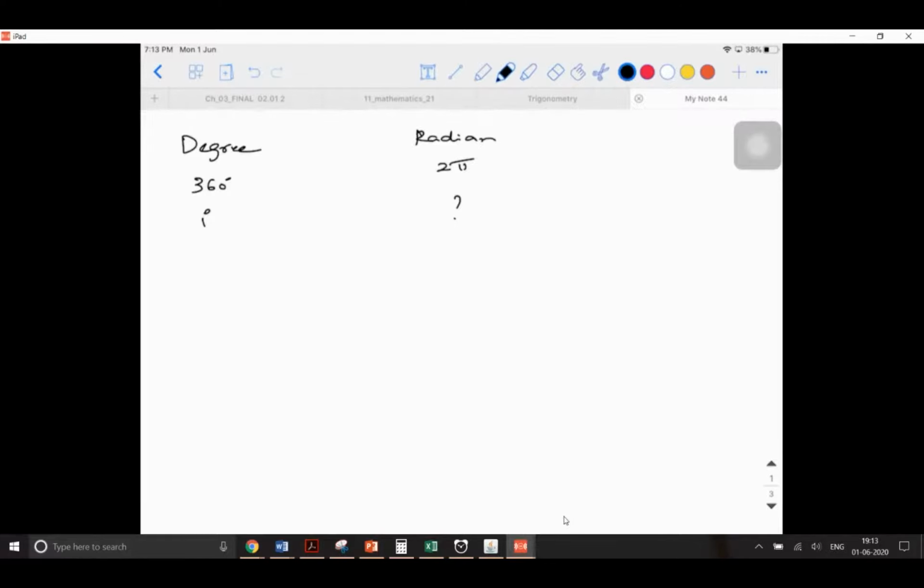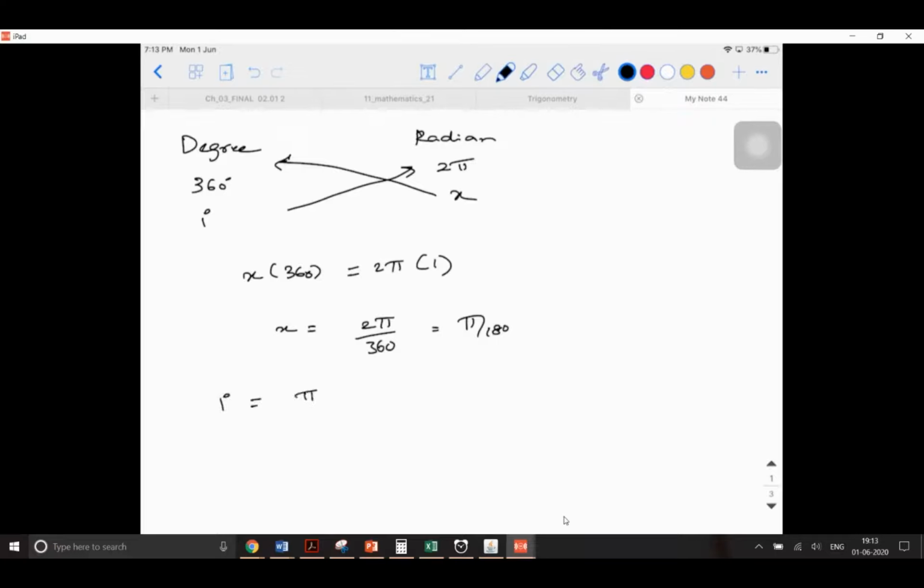Pi by 180 radian. That's very good. How did you get it? 1 by 360 multiplied by 2 pi. Again, the unitary method: if I call it x, cross multiply, x into 360 is equal to 2 pi into 1. So x will be 2 pi divided by 360, which is pi by 180. So 1 degree is equal to pi by 180 radian. Similarly, 1 radian is equal to how many degrees? 180 by pi degrees, as simple as that.